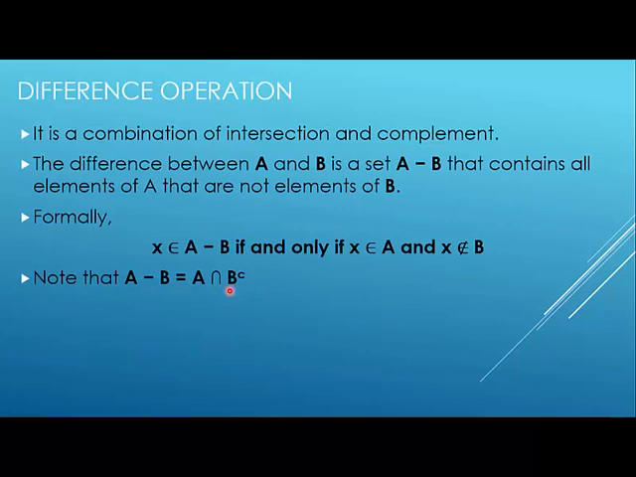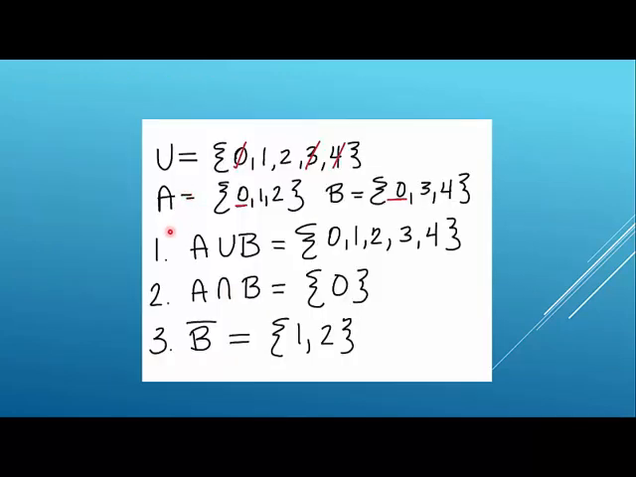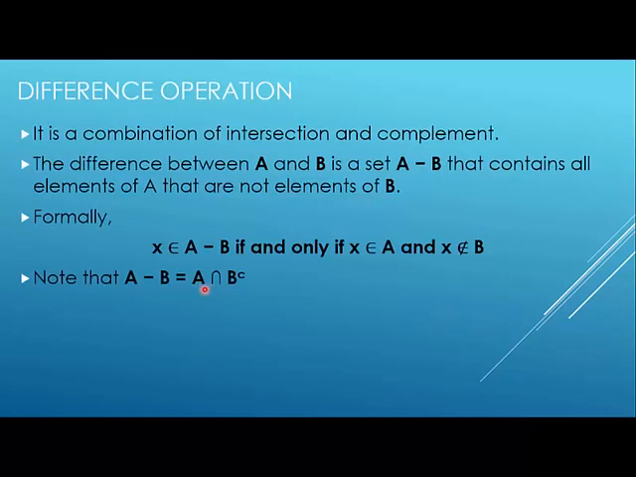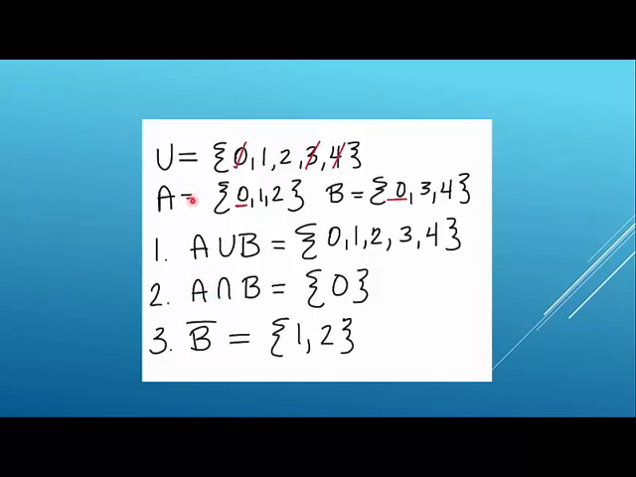So in this case, how will we calculate A minus B? This is B complement, and we have to take the intersection of this B complement with A. So A is 0, 1, 2 and B complement is 1 and 2. If we take the common elements from A and B complement, there are only two elements, 1 and 2. So the difference A minus B will be 1 and 2.